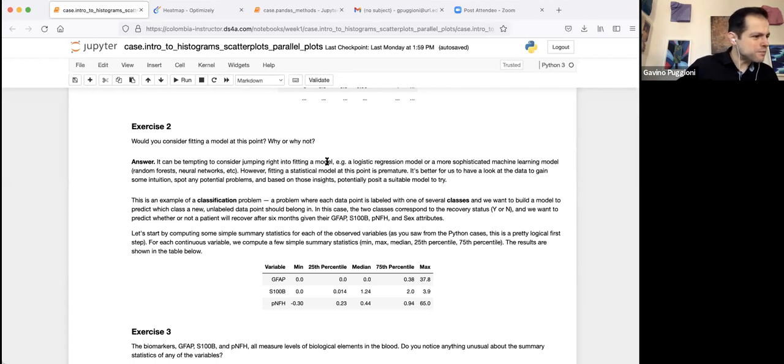S100B, according to Felipe, seems to be less skewed. I would actually agree, because it seems to be relatively well balanced if we look at the interquartile range. So the difference between the 75th percentile and 25th percentile, and the median seems to be centered there. The maximum is still a little bit off, but it can be an outlier.